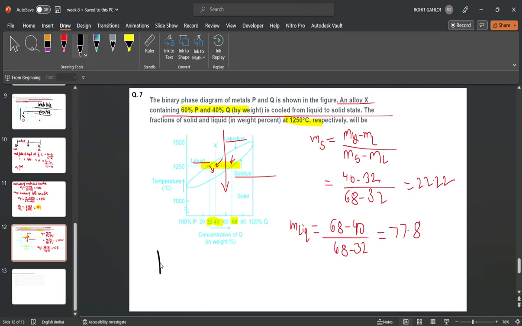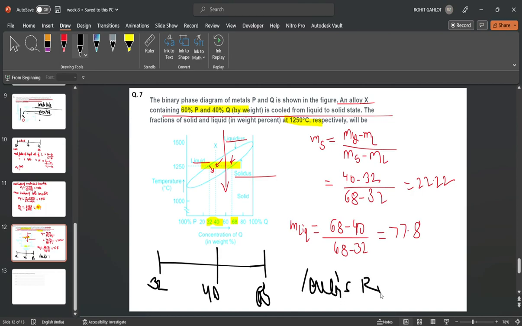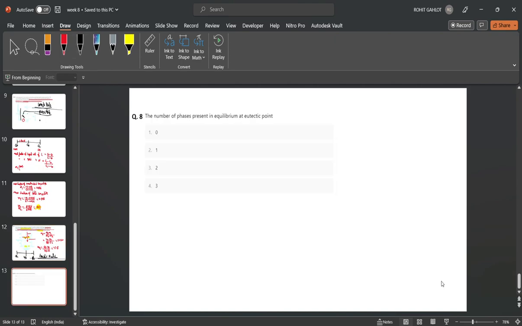So I think the lever rule is clear now. If I draw again, this was around 32, here it was 40 and here it was 68, and then we apply the lever rule and solve this. Now we move to the next problem, which is the number of phases present in an equilibrium at the eutectic point.